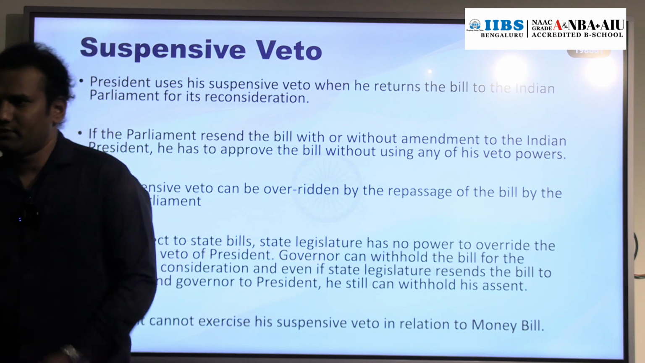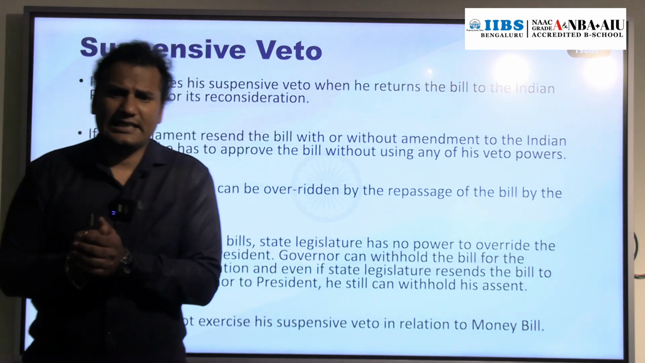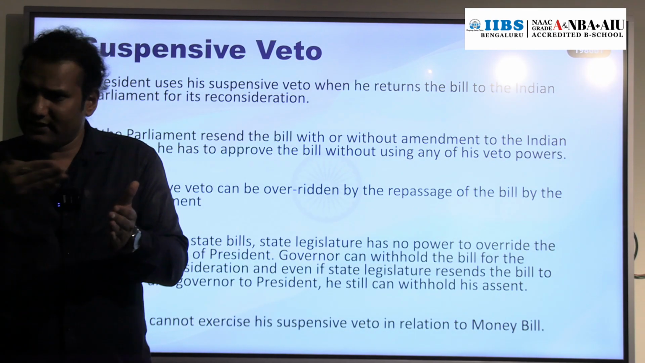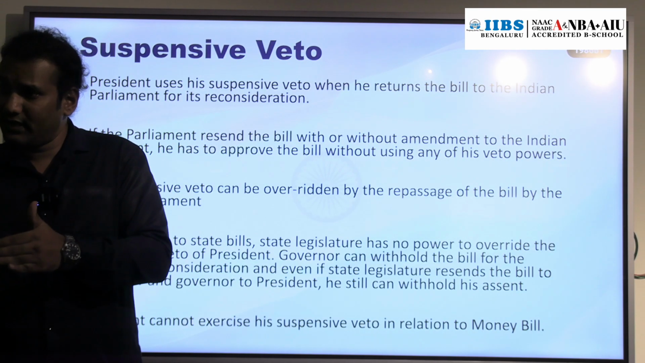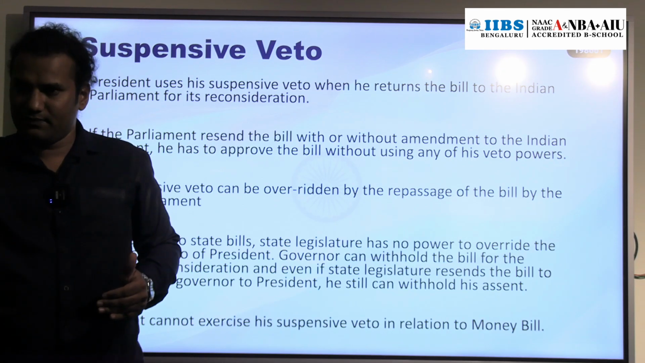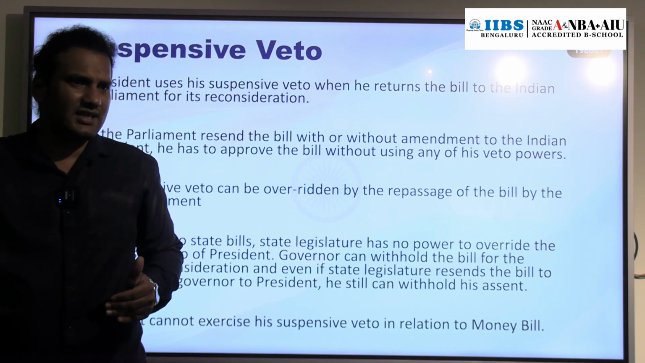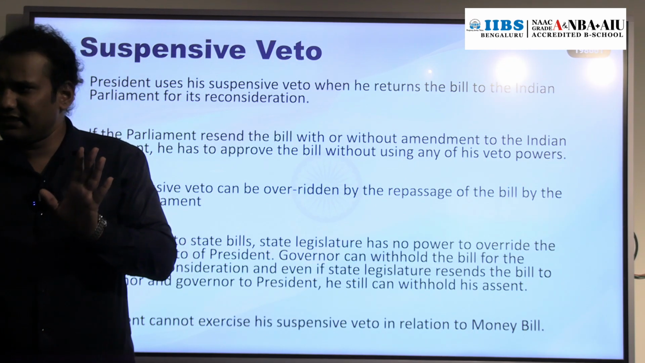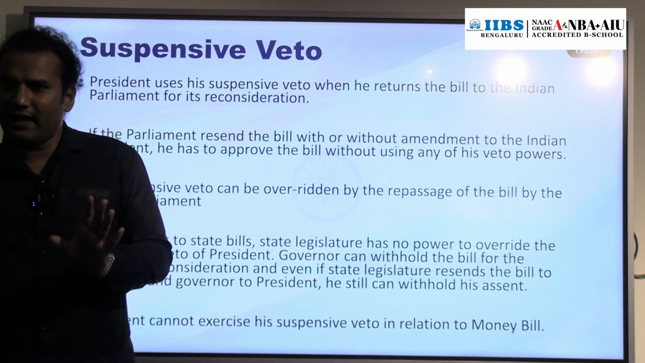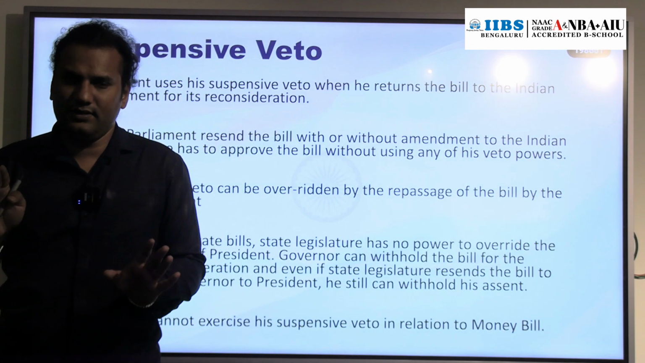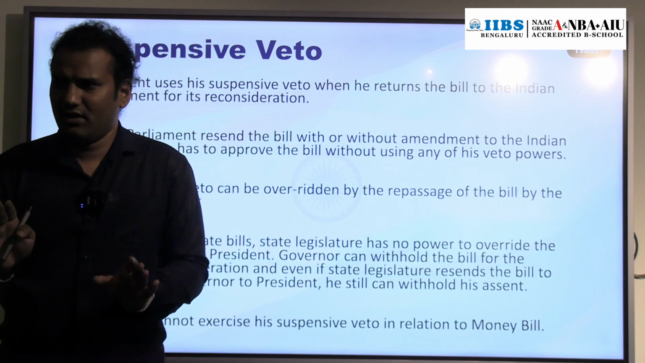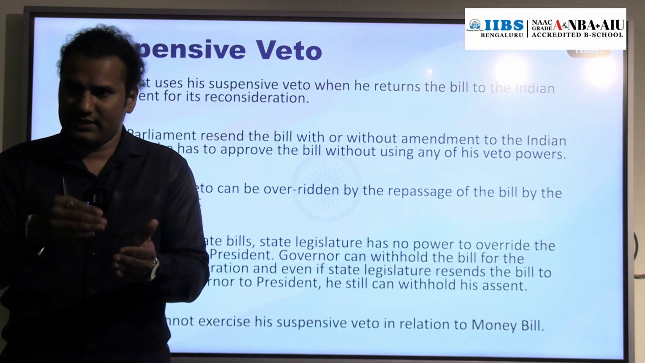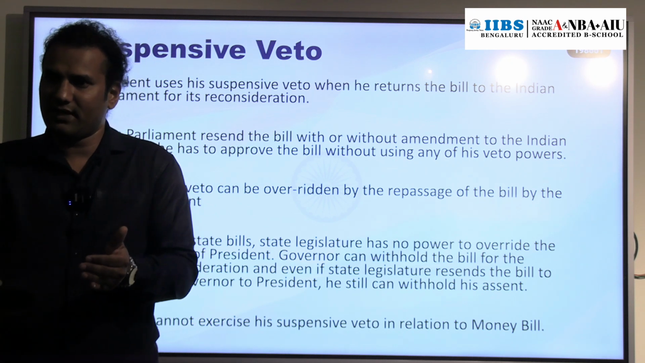Now we have the state also. At the state level also we have a procedure. What is that? The assembly will introduce the bill, discuss the bill, pass the bill. Then that bill will be sent to the governor. Because most of the Indian states have unicameralism. That means only an assembly, not assembly and council, like Karnataka. You are understanding? So once a bill is introduced in the assembly, discussed and passed, it will be sent to the assent of the governor.